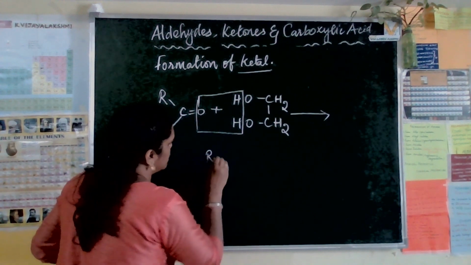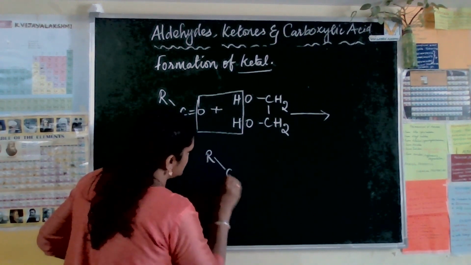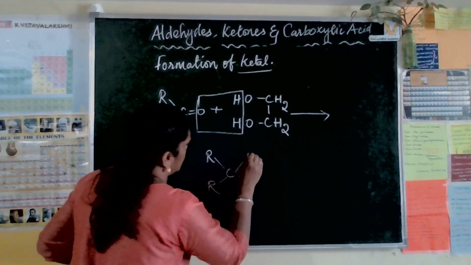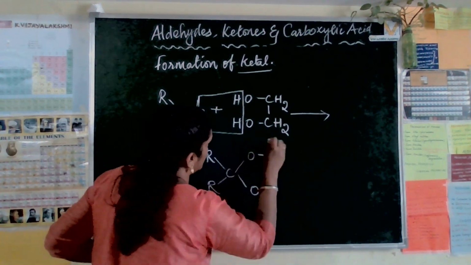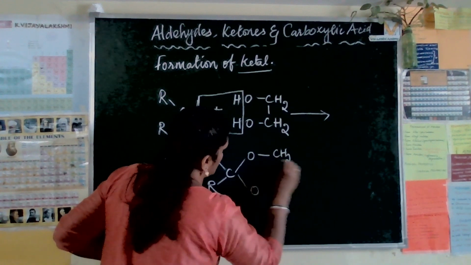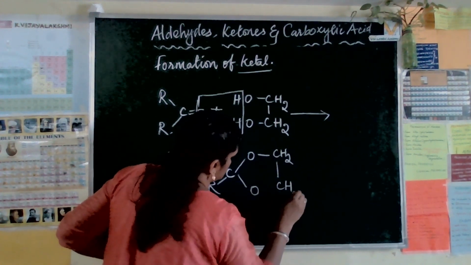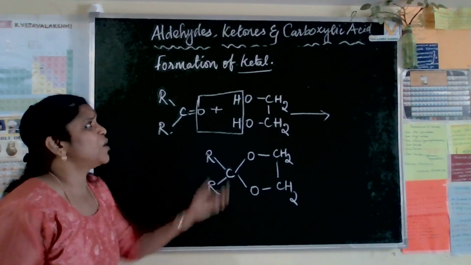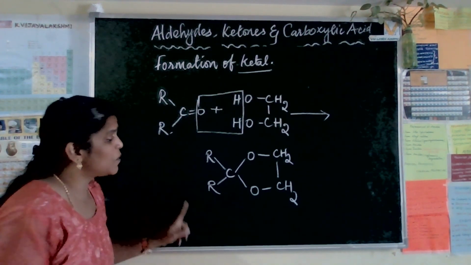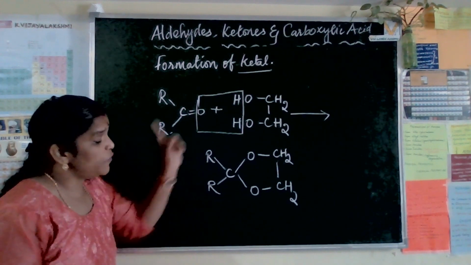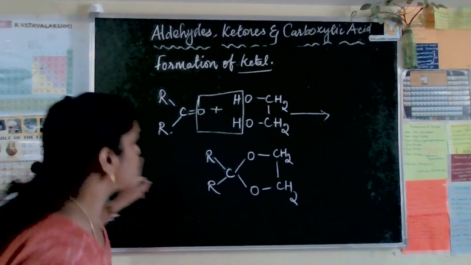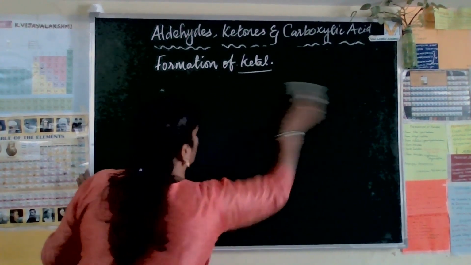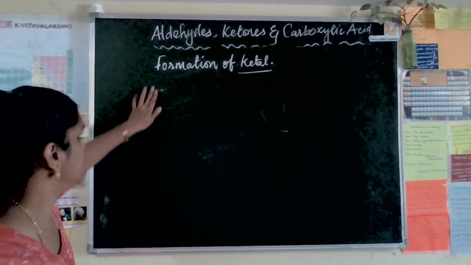The answer: R, C, here one R, here O, here one O, here CH2 single bond CH2. So this is a cyclic ketal compound. I just mentioned the general formula only. Now we'll go for that particular formula. Acetone will go. This is a ketal formation, what we are bringing is a ketal formation.